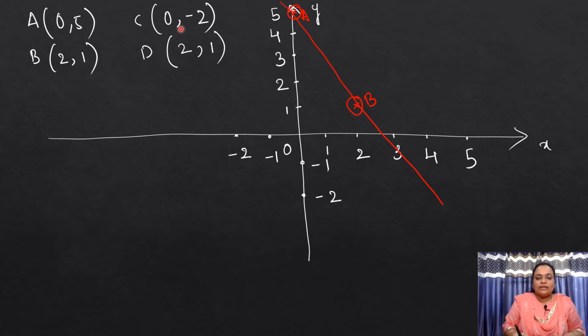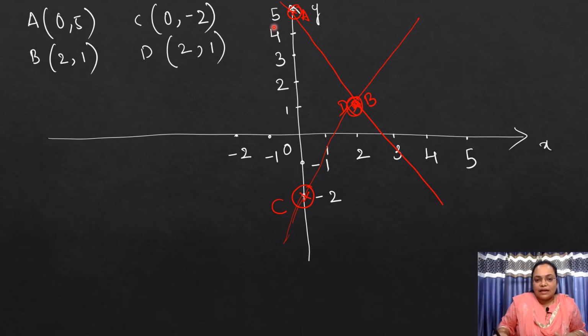And the next one is 0 and minus 2. 0 on the x-axis and minus 2 on the y-axis, which is here. The next one is 2 and 1. 2 on the x-axis and 1 on the y-axis, which is here. Okay, the same point. So if you join these both, we'll take these 2 points as C and D.